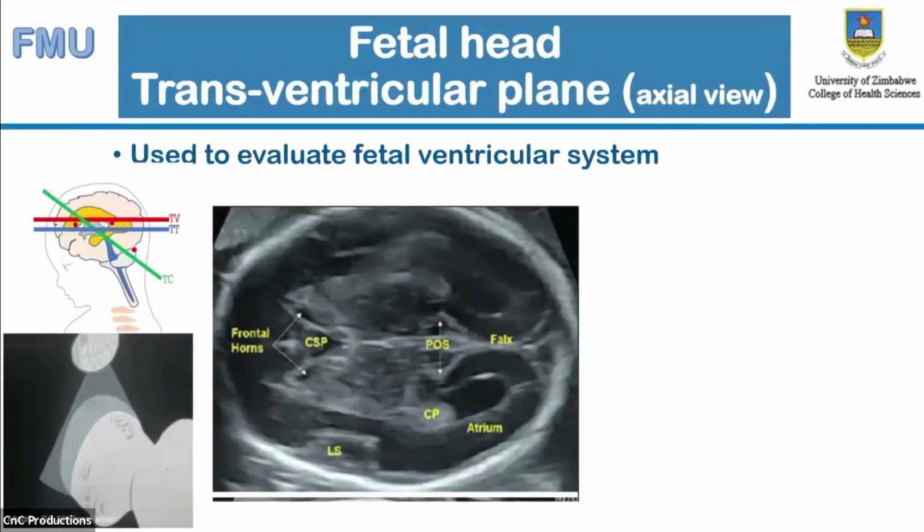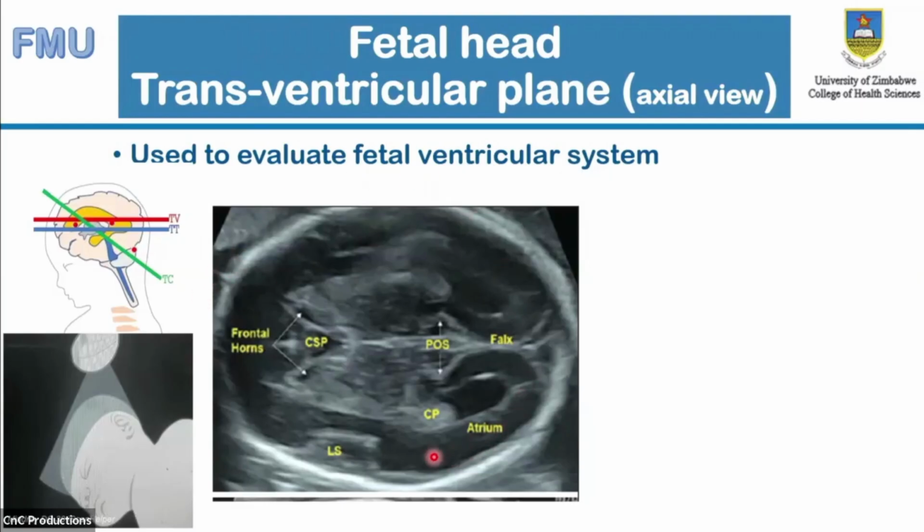So to begin with the transventricular plane. This plane is used to assess the integrity of the ventricles and also the anterior midline structures. So we are going to begin with assessment of the skull bone itself.